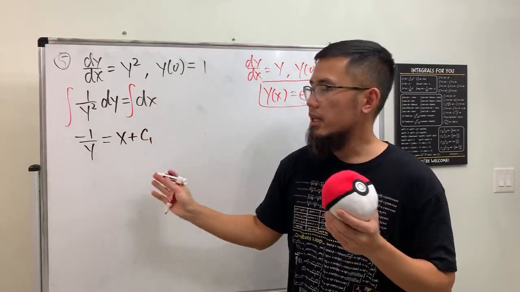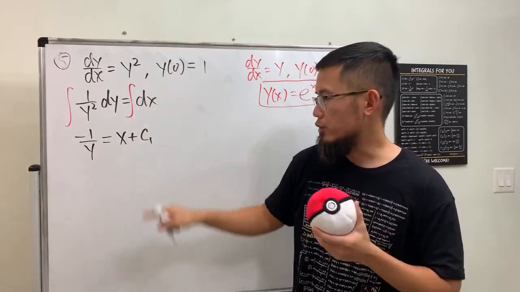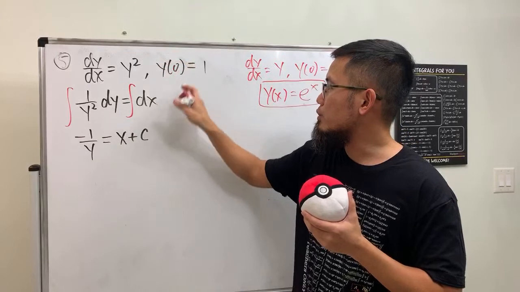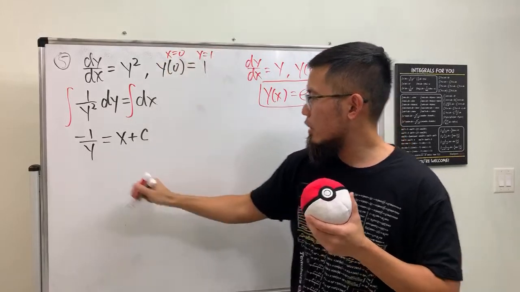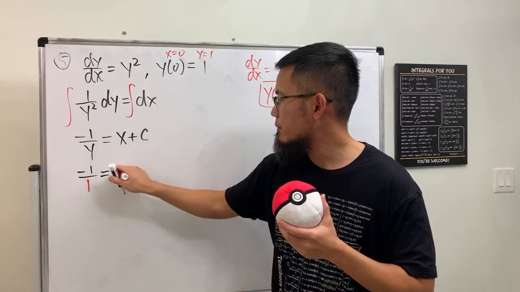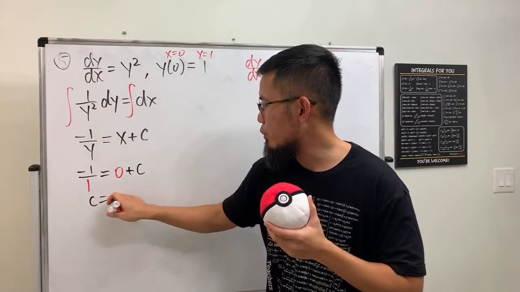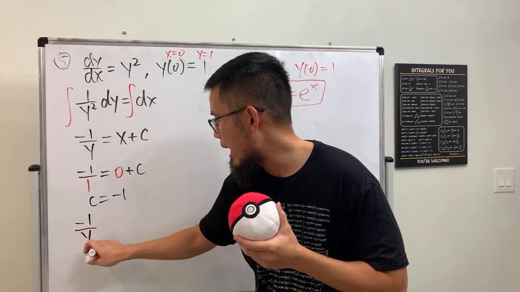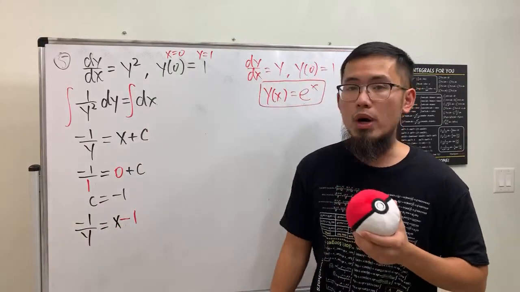And the truth is, it's actually not so bad to plug in x and y into here and figure out what the c is. So in this case, we don't need to label too much. Because when x is equal to 0, we know y is equal to 1. So let me just put them in. We have negative 1 over 1 is equal to 0, and then plus c. So c is just equal to negative 1. Great. Now, put this back. We have negative 1 over y equals x minus 1. Right? c is equal to minus 1.